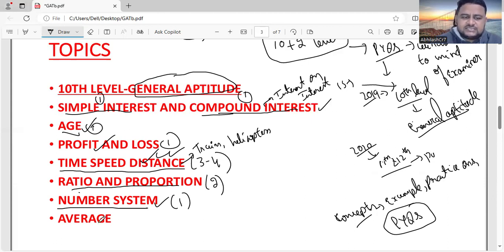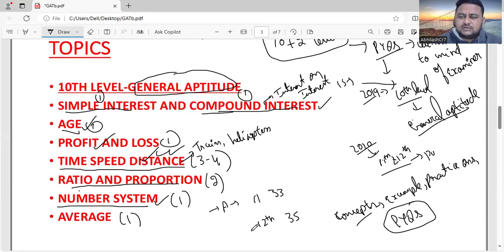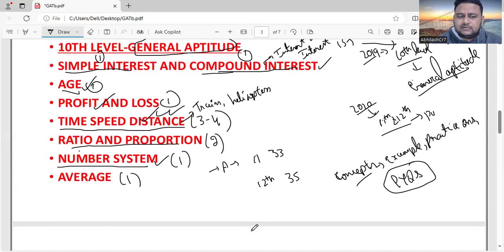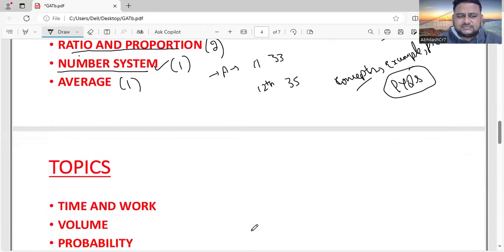Okay. Next is average. In average, they're asking one question. Suppose a person A has an average of 33 after 11 innings. What should be his score in the 12th innings so that his average becomes 35? Okay, like this the question will be asked. This is a PYQ I'm telling. Like this the questions will be asked when it comes to averages.